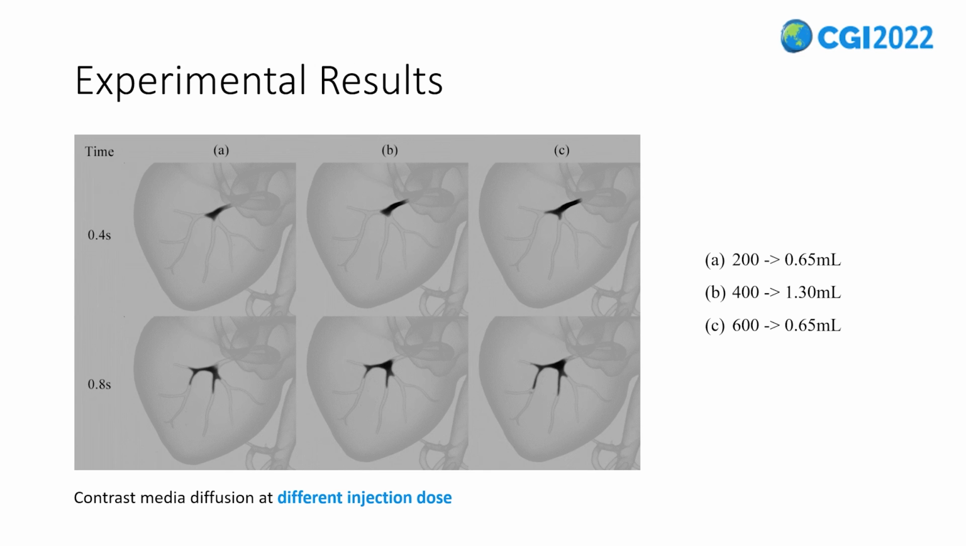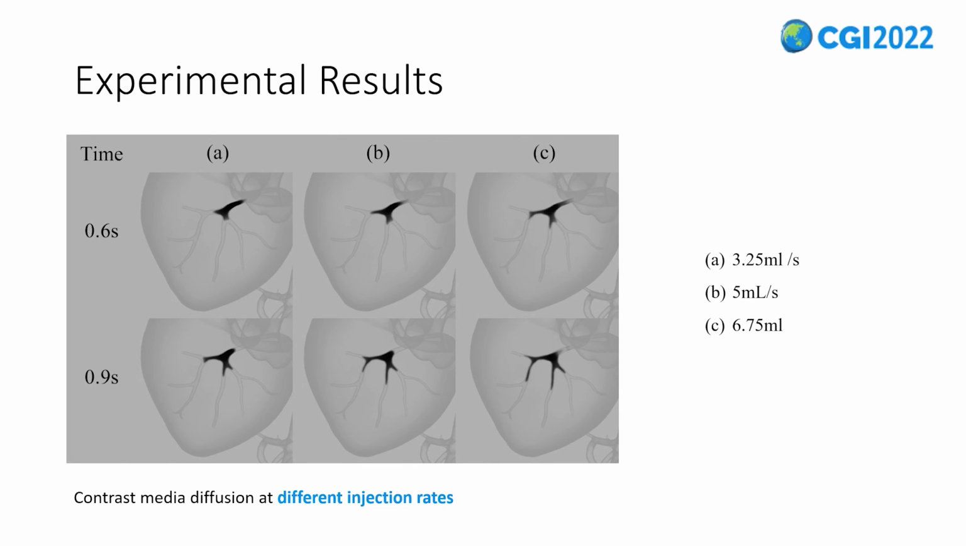Besides, we controlled the injection dose of contrast media to observe the effectiveness and robustness of the proposed method under different conditions. Keeping the injection rate unchanged, we injected 200, 400, and 600 contrast media particles into blood particles respectively, corresponding to specific doses of contrast media, and recorded the diffusion situation at specific time, as shown in the figure. As can be seen, at the same time, the contrast media arrived at the same position, but the shade was different, indicating the different injection dose.